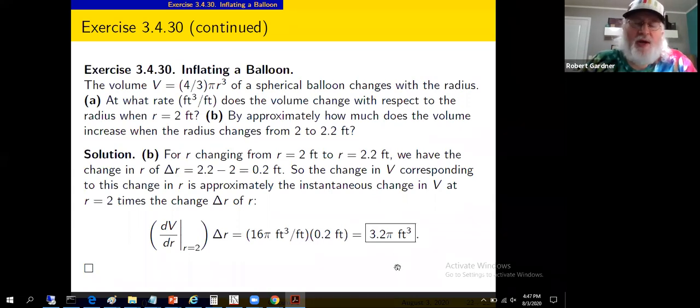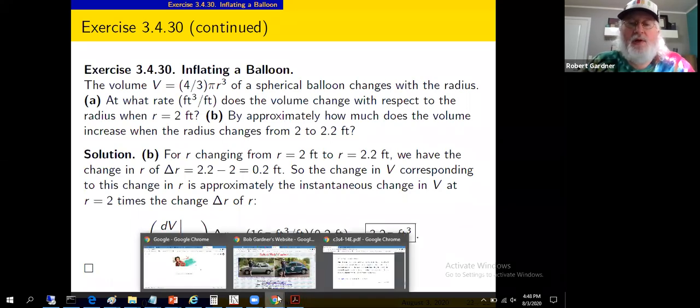The magnitude of the number, I don't have an intuitive feel for. Sometimes we will, sometimes we won't. When we do, I'll certainly point it out. But it looks like we get 3.2 pi cubic feet as a change in volume, and it's an approximation. And if you don't like this taking derivatives and multiplying by little changes in the independent variable, I'm kind of right there with you. We'll clean up this approximation stuff in section 3.11, right at the end of chapter 3.